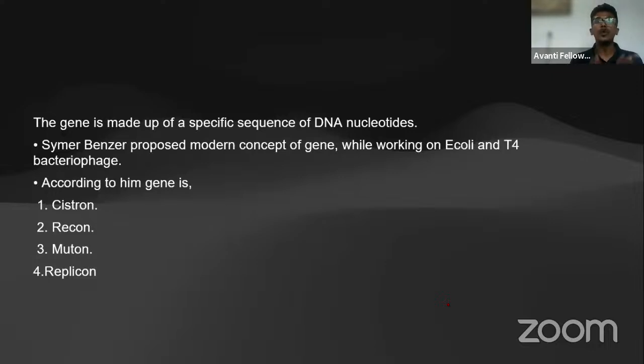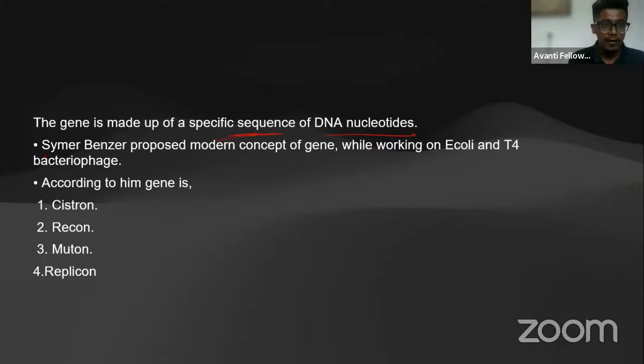So basically, when you look at a gene, this is an important part. Genes are made up of a specific sequence of DNA nucleotides. When I say specific sequence, it means the arrangement is very well pre-thought. I don't know whether evolution has thought about it or God has designed it. So there is a very highly specific sequence of these DNA nucleotides.